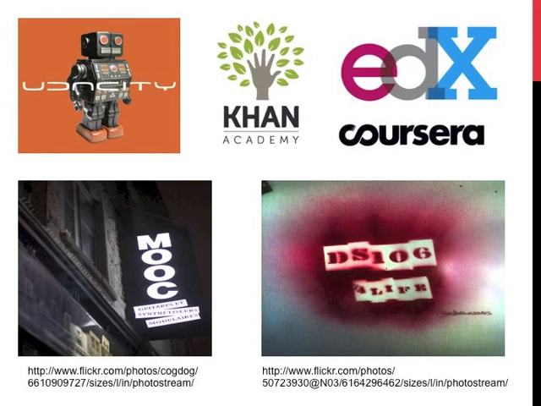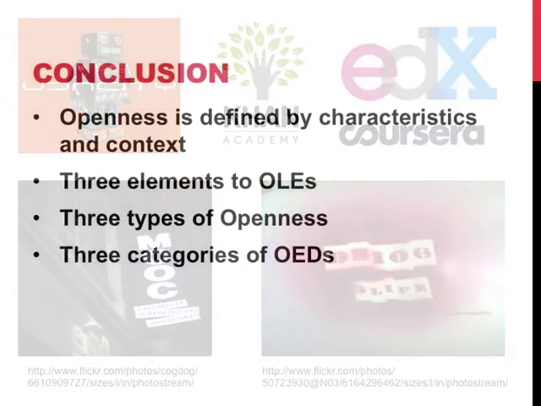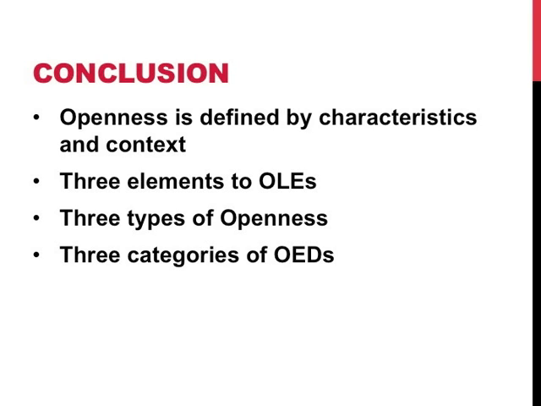Here are just the logos for the different types of open environments, and these on the bottom are the Flickr images that learners involved in that network created and shared through their network. I've got links to each one of these on this website that I'll share with you in a second. But overall, and I know it's been a lot, openness is identified by the characteristics and the context that it's in. There are three elements to open learning environments that are usually different than traditional environments: the instructor, the environment, and the learner. They do different things than you would in a traditional education environment.